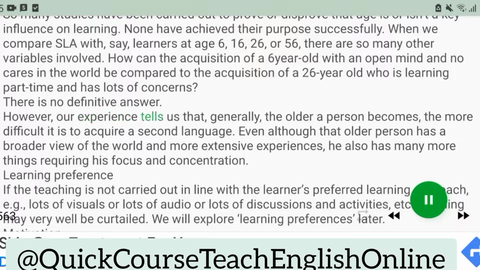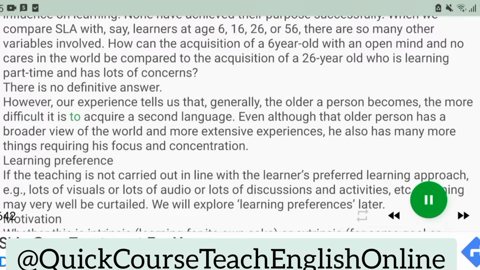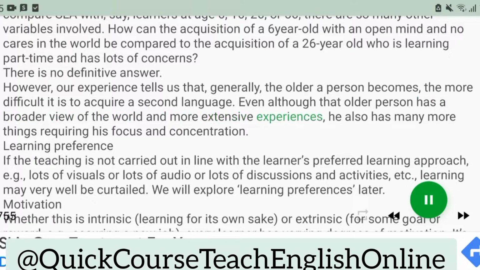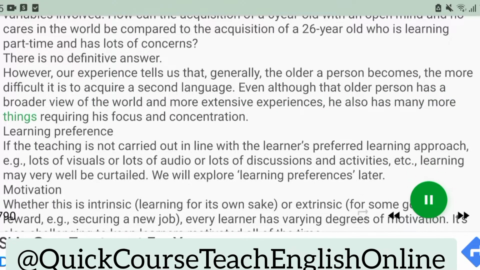However, our experience tells us that, generally, the older a person becomes, the more difficult it is to acquire a second language. Even although that older person has a broader view of the world and more extensive experiences, he also has many more things requiring his focus and concentration.